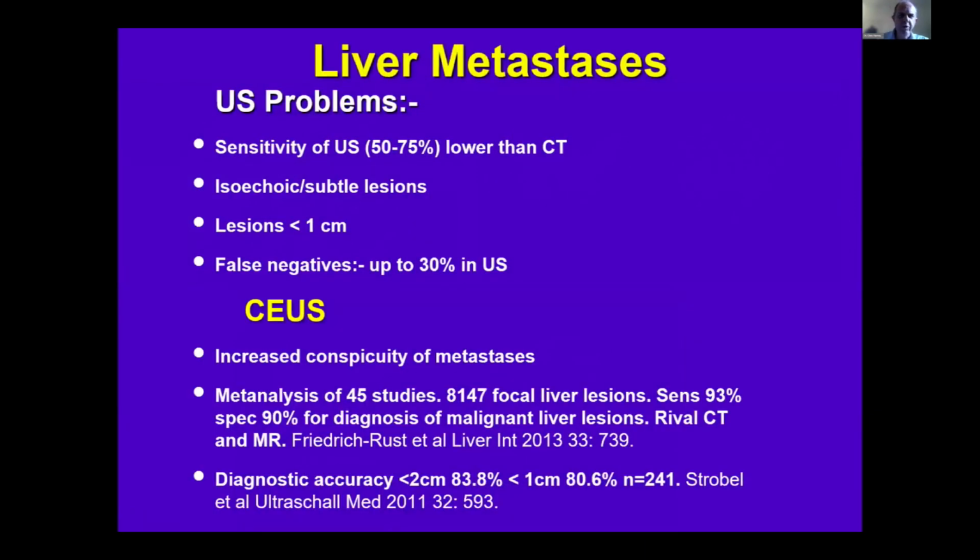So there are big problems with ultrasound and liver metastases. The sensitivity for just conventional ultrasound is really low compared to CT. It has trouble with isoechoic or subtle lesions. These sub-centimeter lesions are difficult, and there's a false negative rate quoted up to 30%, which is unacceptable, really. But contrast ultrasound increases the conspicuity of these metastases and therefore the sensitivity and specificity. And one meta-analysis of 45 studies showed a significant rise in sensitivity and specificity to rival that of CT and MR. And the diagnostic accuracy is also increased for these small lesions with contrast agents.